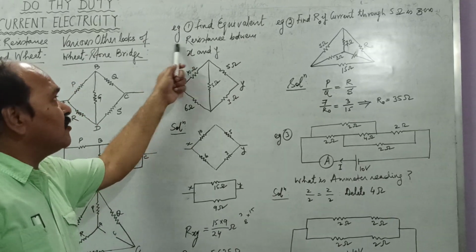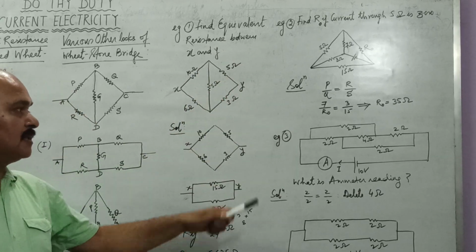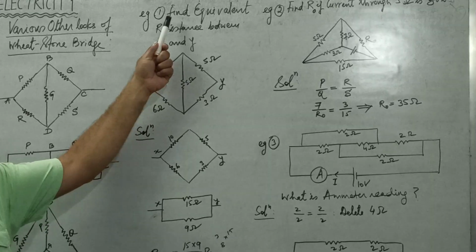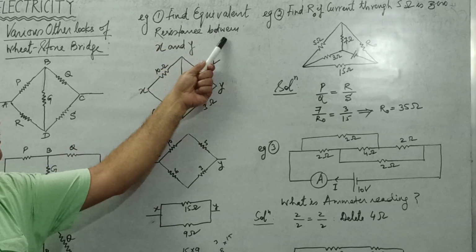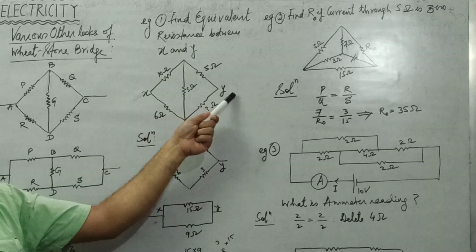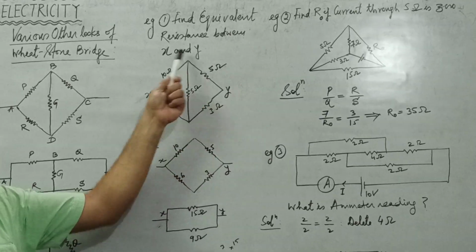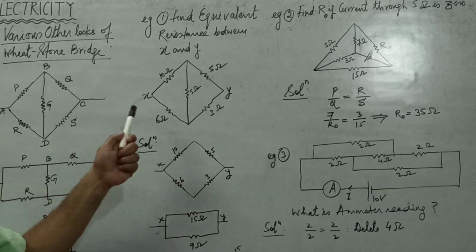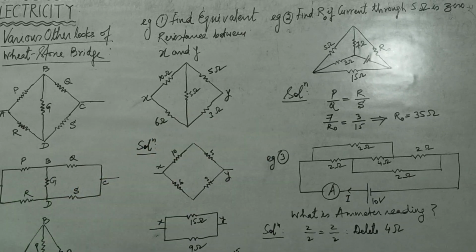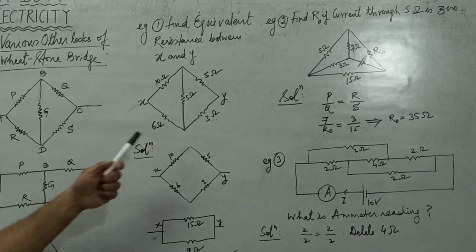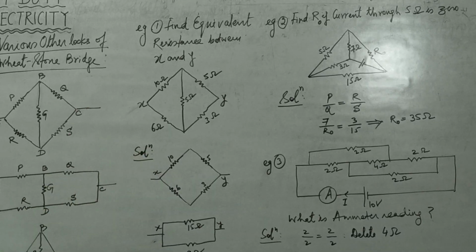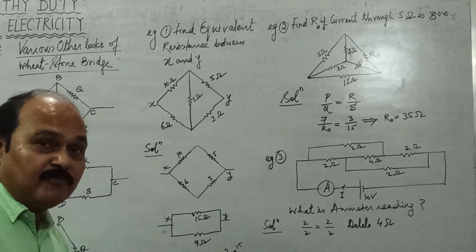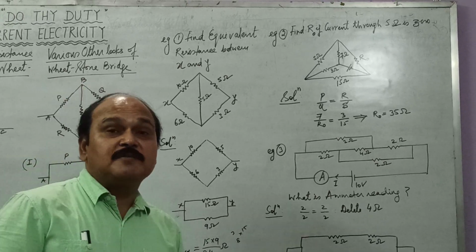Now children, let us work out a few numericals. There are three numericals which we are going to work out. The question number 1 is read as: find equivalent resistance between X and Y. X and Y are the 2 points in this electrical network. Now if we look at this network very carefully, we find that it is nothing but a Wheatstone bridge. Once we identify a Wheatstone bridge in the circuit, we have to check whether it is balanced or not.